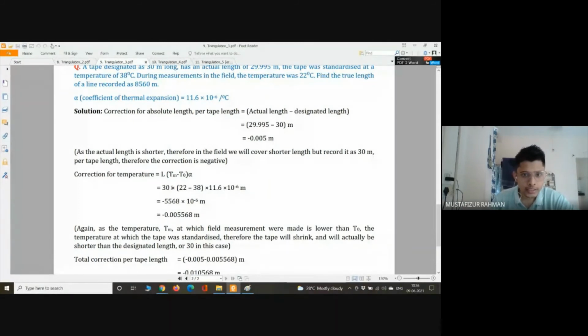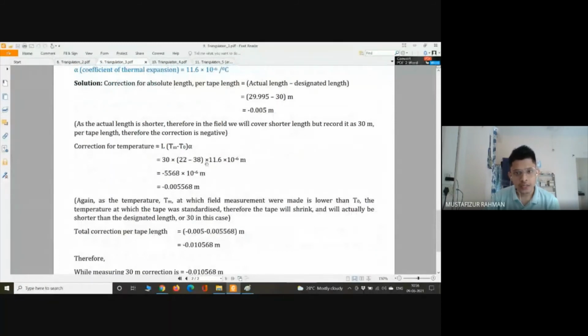So L is 30 meter, T is what? It is the difference between measured one and standard one. Measurement was done at 22, but the standard is 38 degrees Celsius. Now we are operating at lower temperature, so therefore, the correction will be negative. And we have this coefficient of thermal expansion as it is, so we get the value.